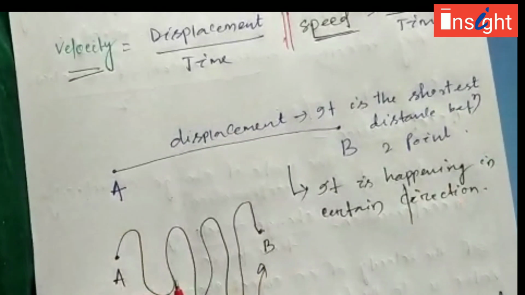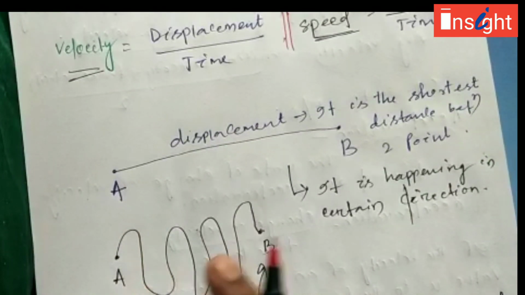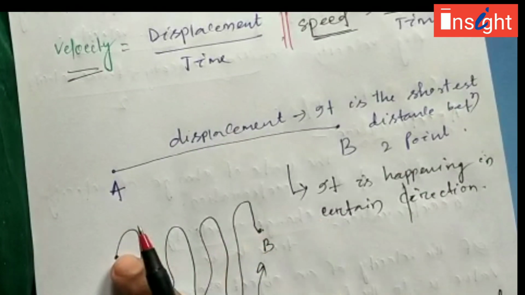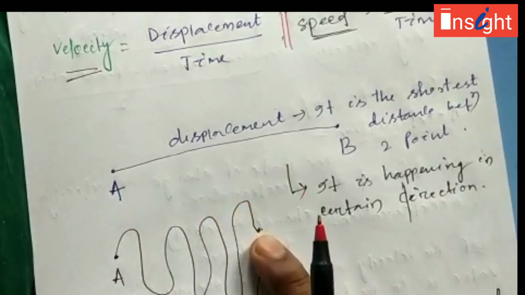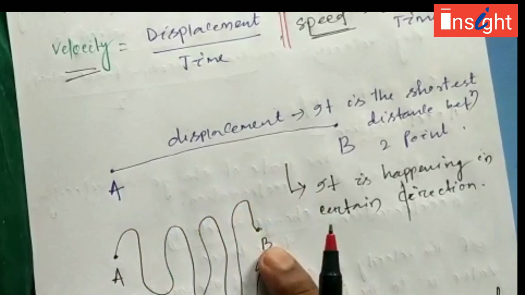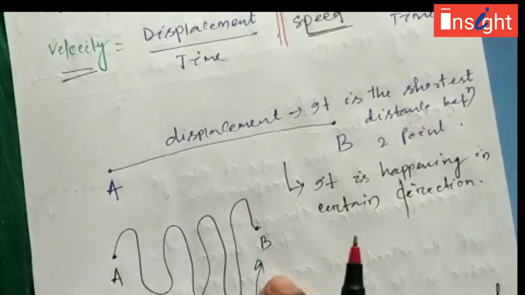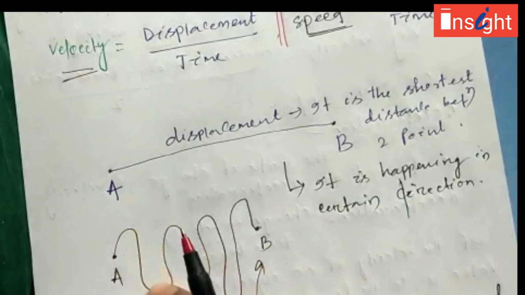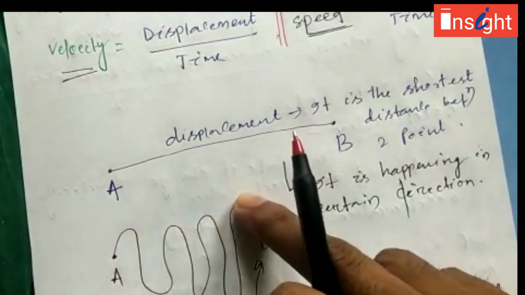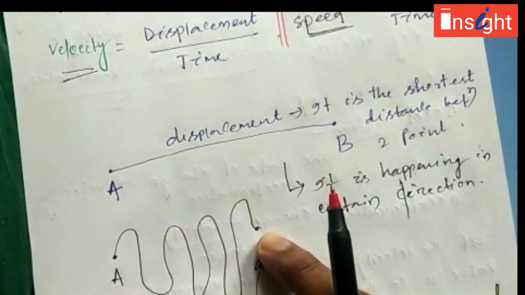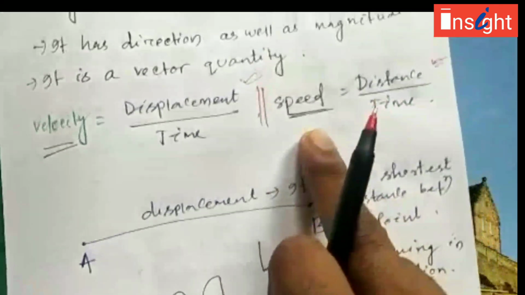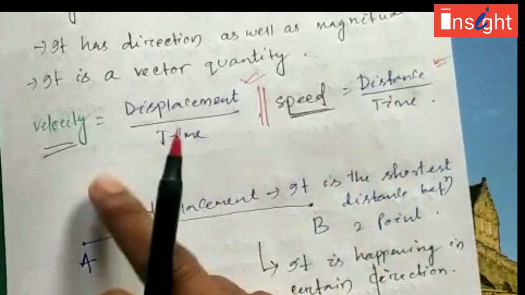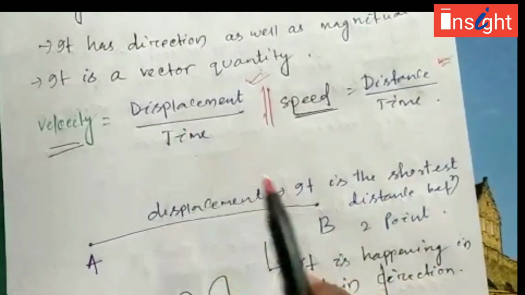And another example, look here. A and B are 2 points, and the object is moving from here to here, here to here. It covers a zigzag path and finally reaches B. Here the total path covered by the object is known as distance. So many paths, so many ways it travels, it is called the distance. So speed is defined as distance per time, and velocity is defined as displacement per time.